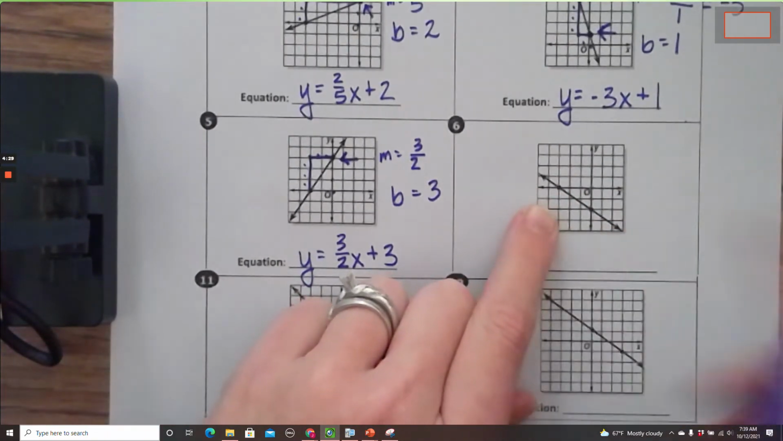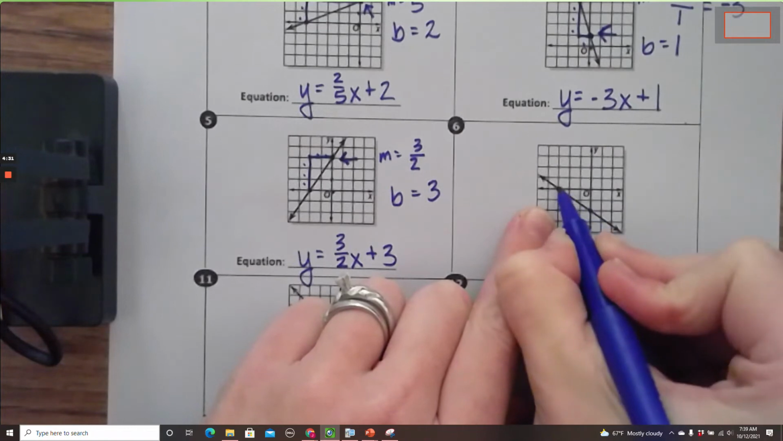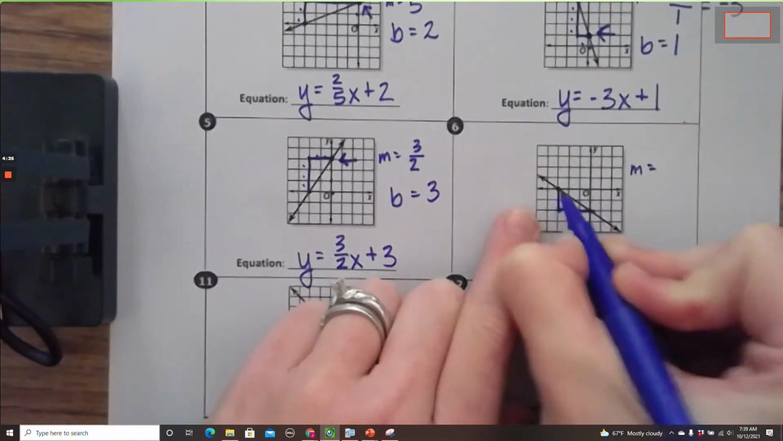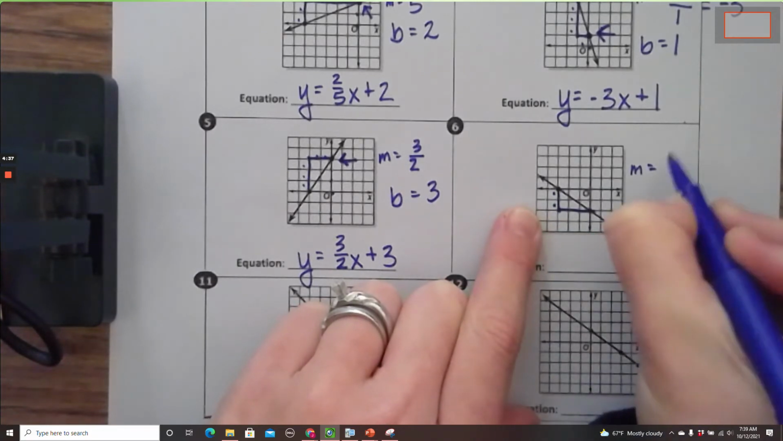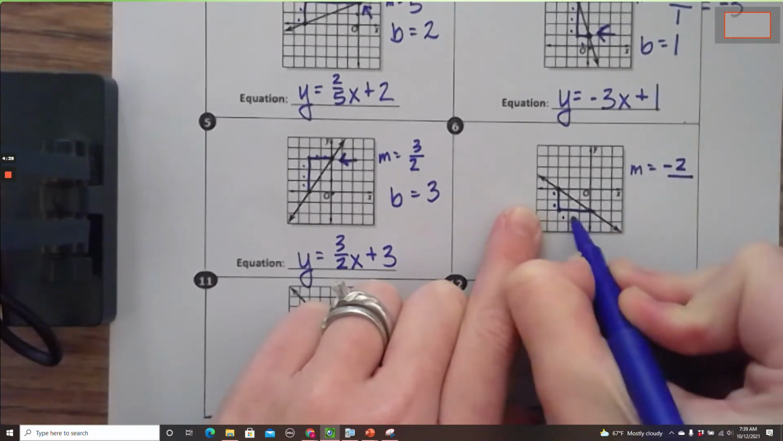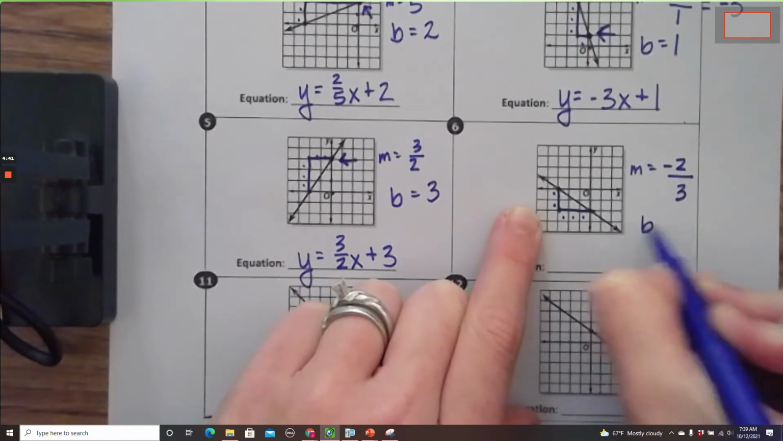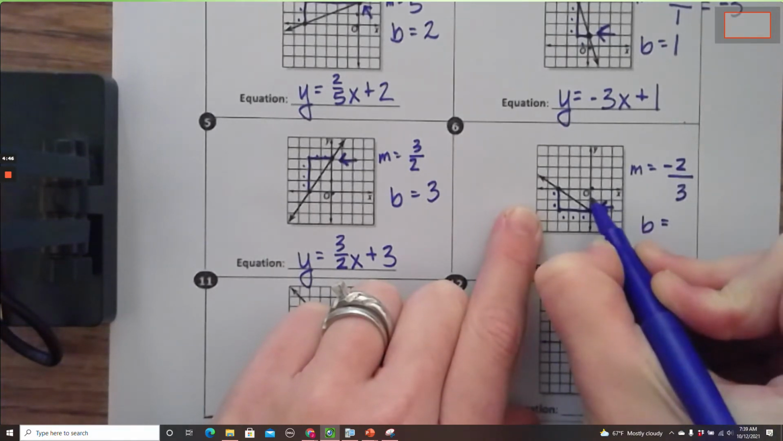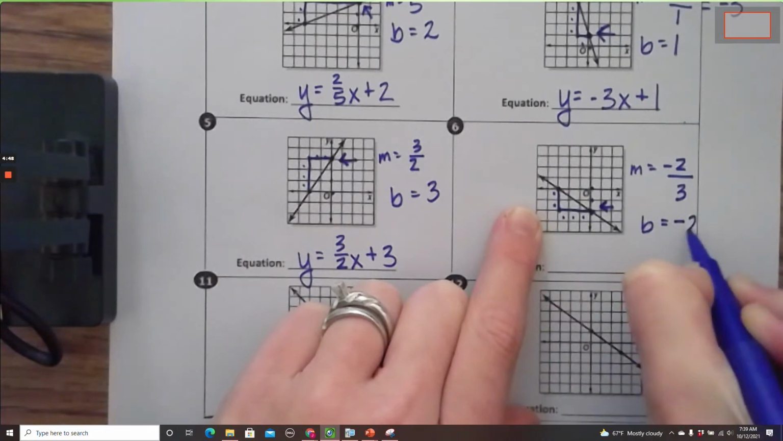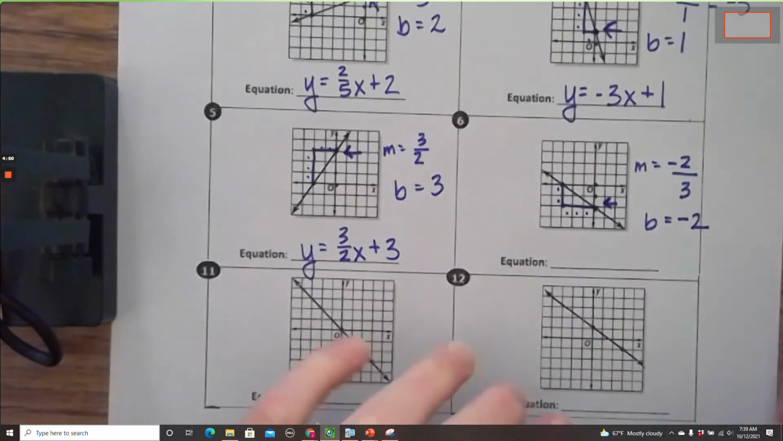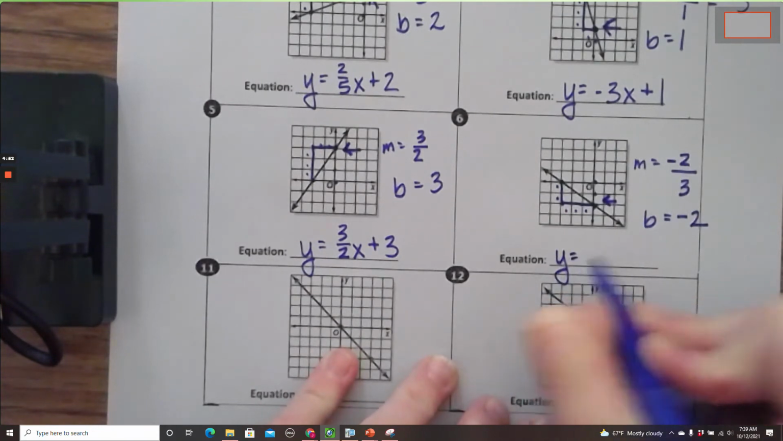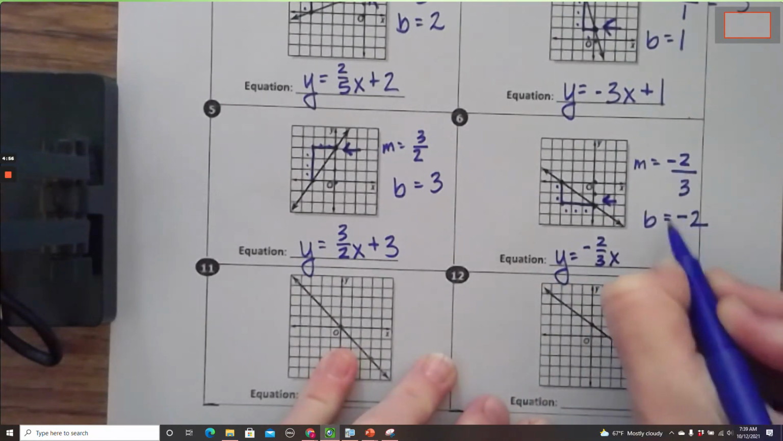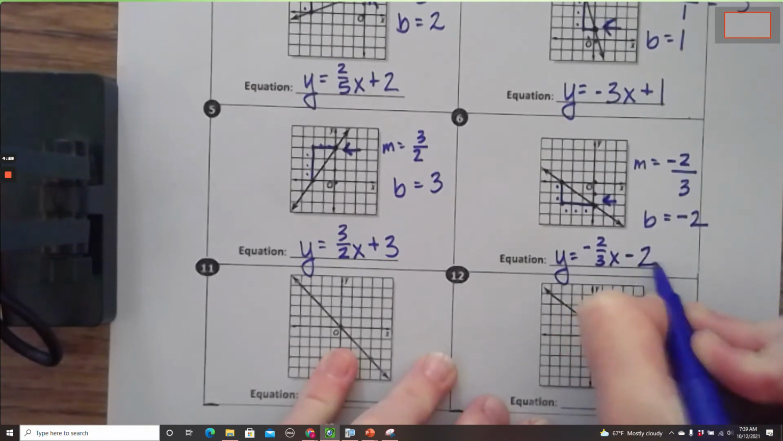All right, on number 6, here are my 2 points. So from left to right, I have to go down first and then over. So I went down 2, so that's a negative 2, over 3. Y-intercept is right here. So from the origin, I'm going down 1, 2. So if I go down, it's a negative 2. So my equation starts with y equals, slope comes first, tack on the x, and then the y-intercept.